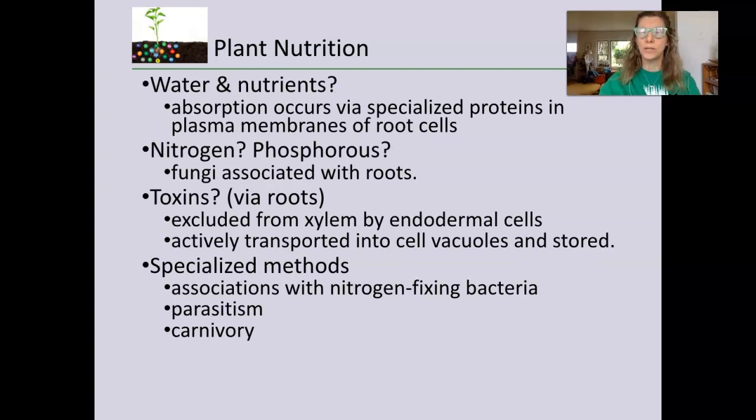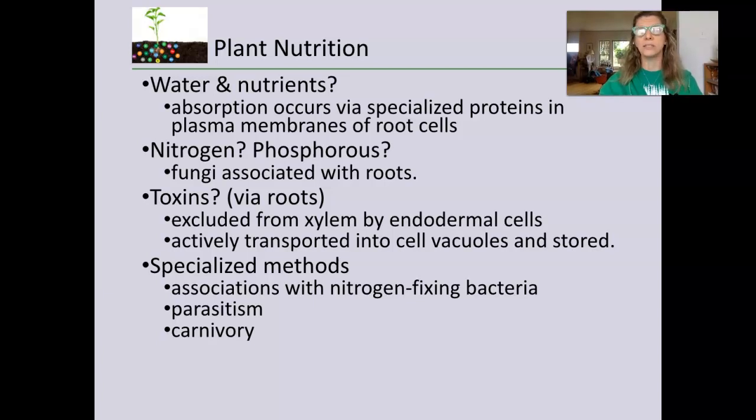So water and nutrients are going to be absorbed through specialized proteins in the plasma membrane. We've already talked about some of these specialized proteins before. Nitrogen and phosphorus are often acquired through fungal associations, and we'll talk a little bit about that.